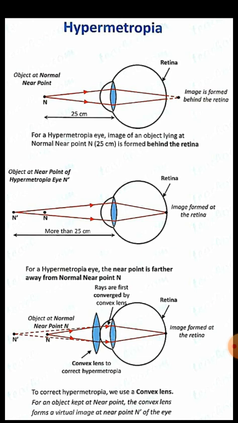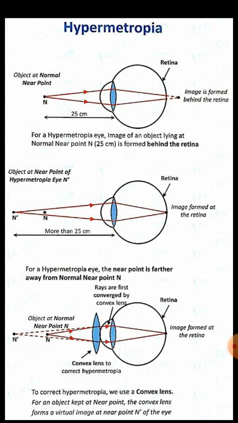So when the object is viewed from the near point of the normal eye, the image is formed behind the retina but not on the retina. The near point recedes back, it goes back. So here we are using a suitable convex lens to correct this defect. The convex lens will be placed in front of the hypermetropic eye.